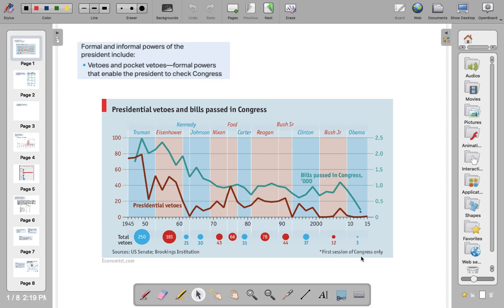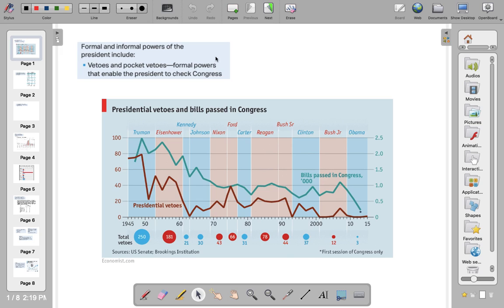As usual, I put in a few clippings from the AP curriculum to keep us on task, so we might as well just jump right into this. Up here in the first slide in the corner, we see, straight from the AP curriculum, formal and informal powers of the president include vetoes and pocket vetoes, formal powers that enable the president to check Congress.